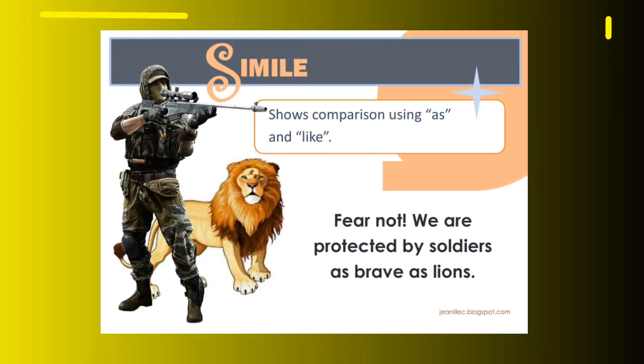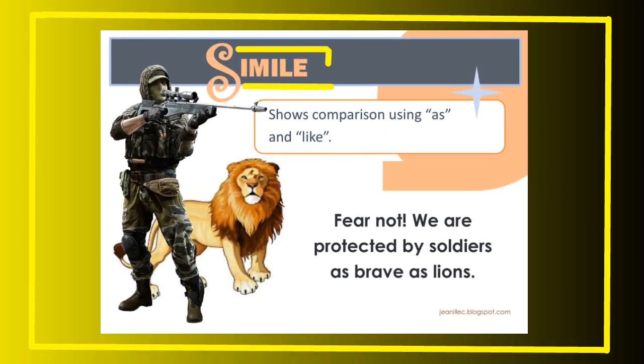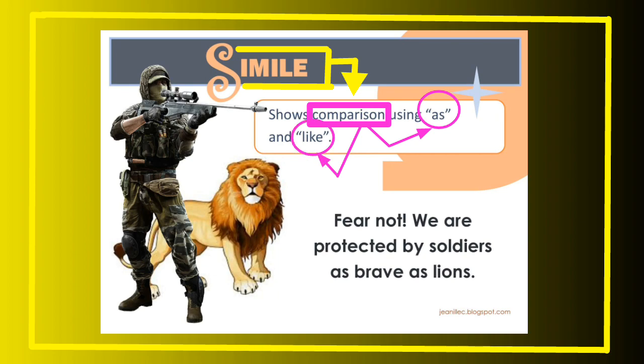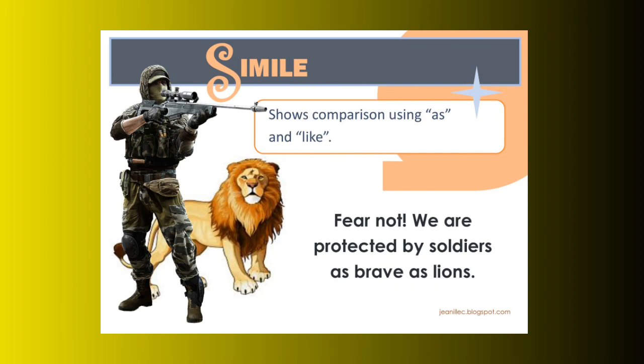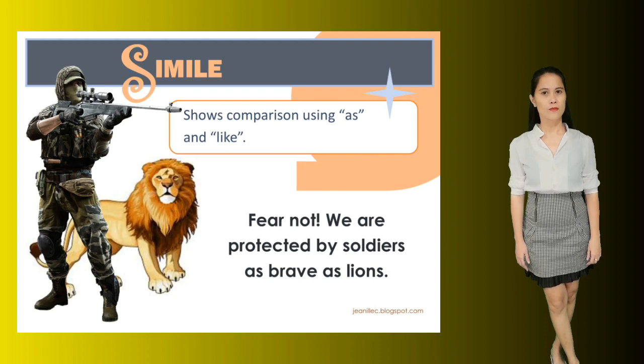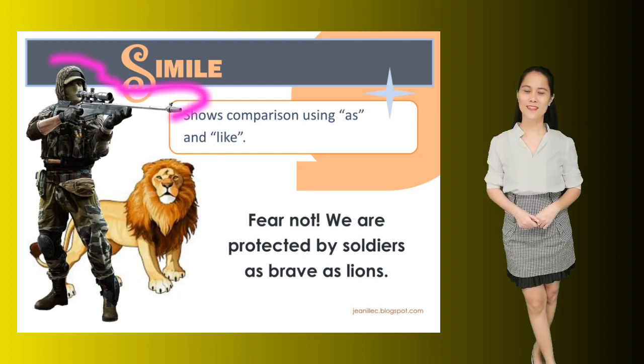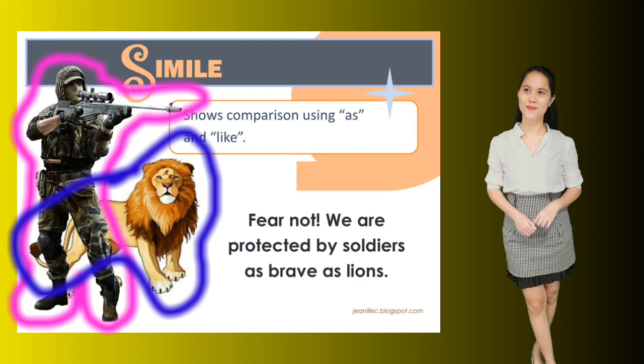Here are the different figures of speech. Simile shows comparison using as and like. Fear not, we are protected by soldiers as brave as lions. Simile is an indirect comparison, however, not all that uses as and like to compare are called simile. Bear in mind that it is only simile when two unlike things, persons, or ideas are compared.